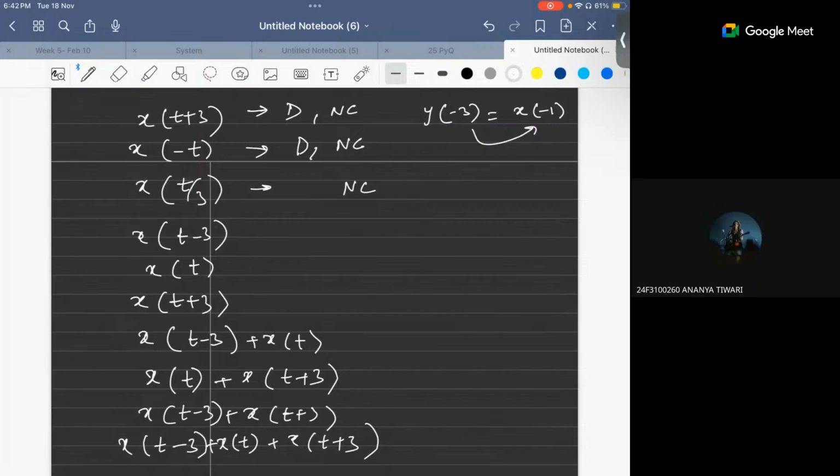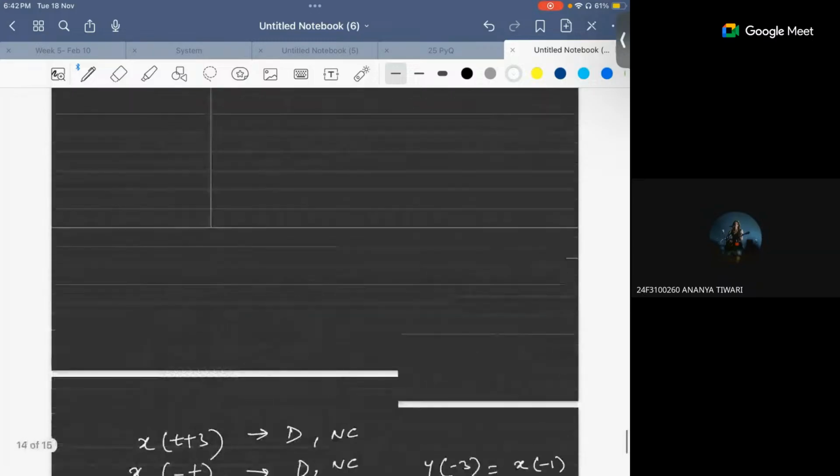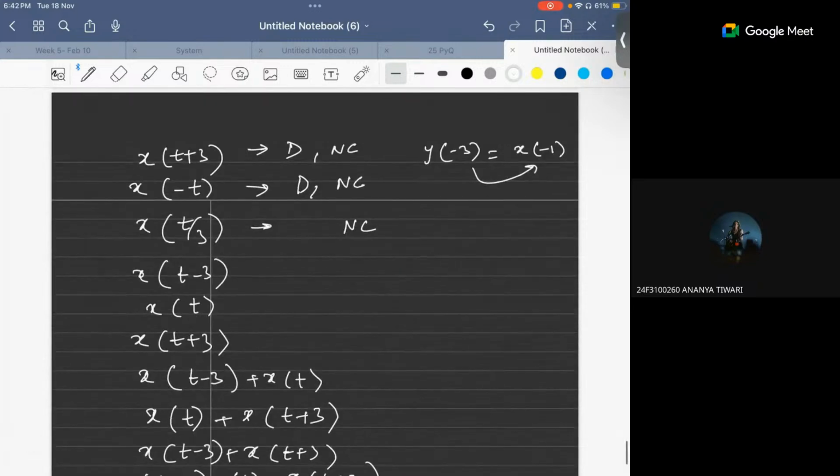Yes, sir. Okay. So non-causal means what? If you are just able to get one term as a future, that's it. That's non-causal. Okay. Yes, sir. Anybody else has a doubt in this?